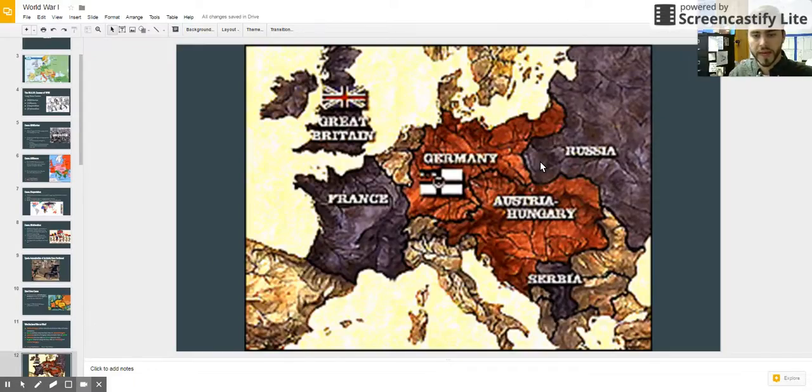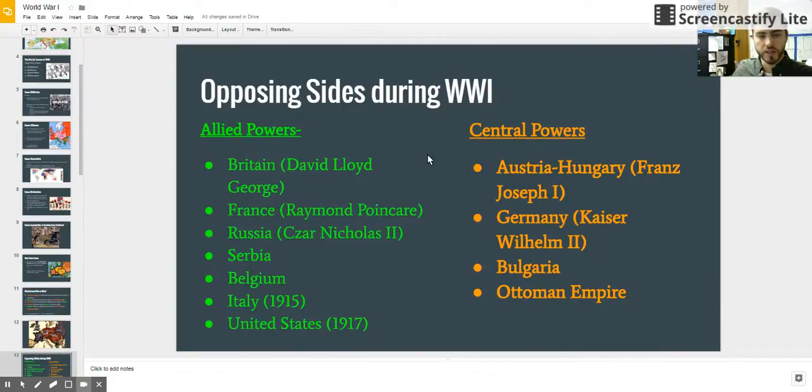All right, this is what the map looked like of countries fighting against one another during this time period. So you have Great Britain, France, Russia, and Serbia on the Allied side, Germany, Austria-Hungary, and just down here is going to be the Ottoman Empire on the central side, the Central Powers. All right, this is what it looks like. You can pause this and kind of get an idea of who all is on each side.